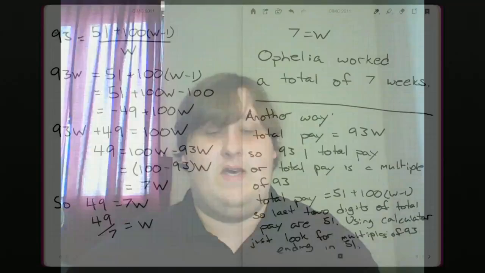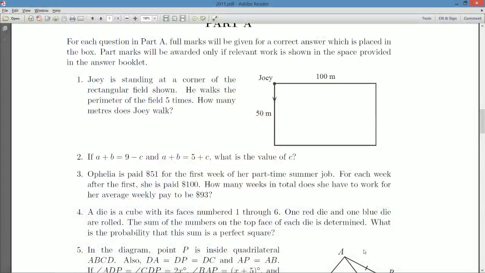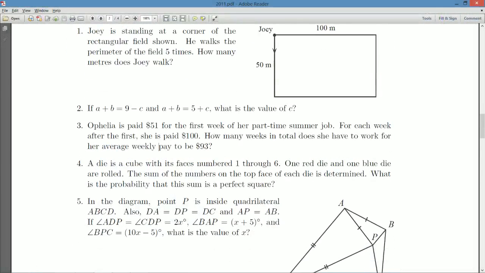That's another way you could have attacked the problem. It's not as exact, but it's probably a little faster if you can make that observation. The way we did it was fine with algebra, but this is a nice other way to do it if you have your calculator handy, if you like your calculator more than you like manipulating algebra. So there's 2 different ways we can handle that question. So in total, Ophelia worked 7 weeks.